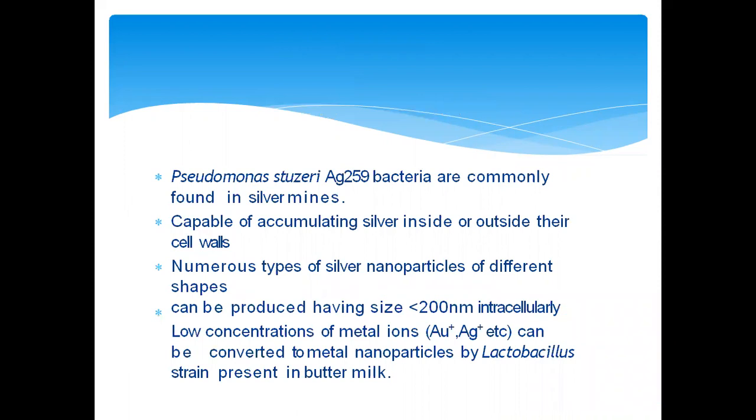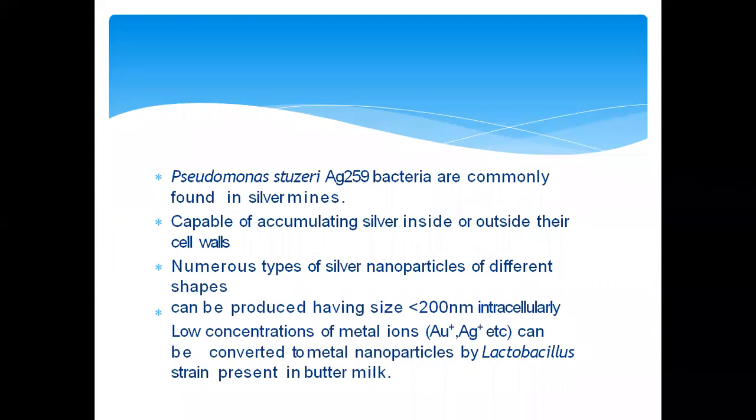Generally, Pseudomonas AG259 is a name given by the scientists because it was found in silver mines. That's why the nomenclature varies for this strain of bacteria. It is capable of accumulating silver inside or outside its cell wall. So how does it accumulate the silver? Because they absorb the silver ions from the mines. So how does the mechanism happen?